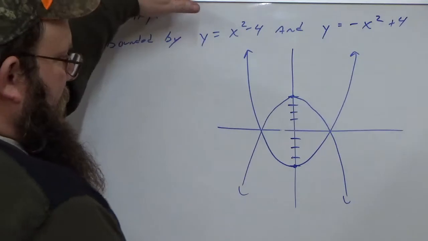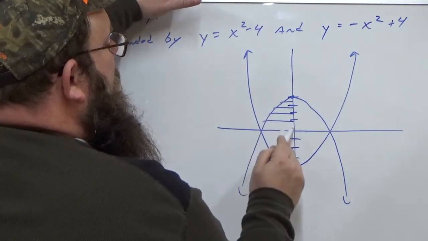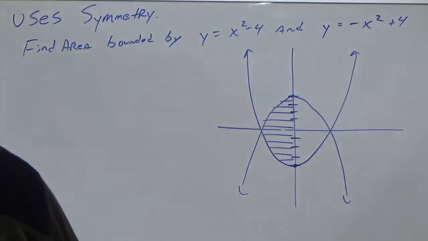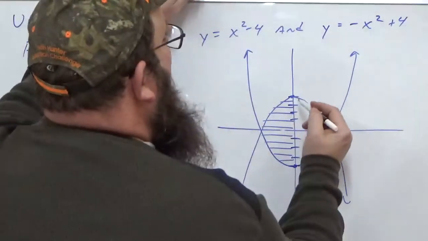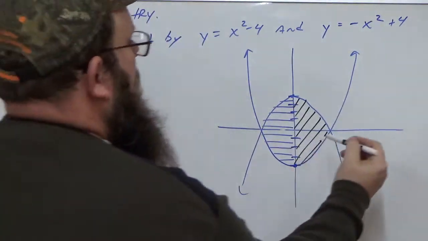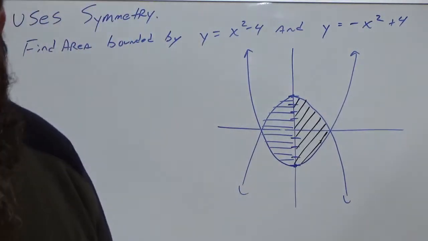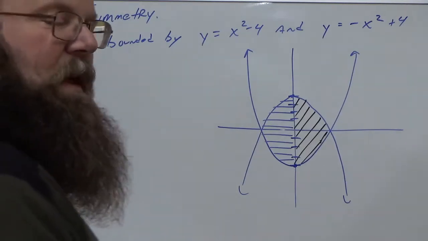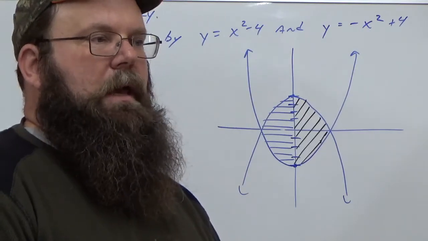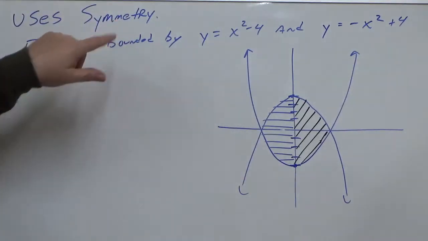So I'm going to shade it a little bit differently this time because there's that side and then there's this side. So I hope you see that those two pieces are exactly the same. So when I set this integral up, there's going to be two ways to proceed. One way is the way we've been doing it. The other way is a little bit of a shortcut, and it's going to use symmetry.